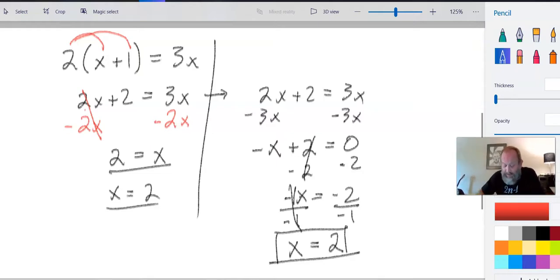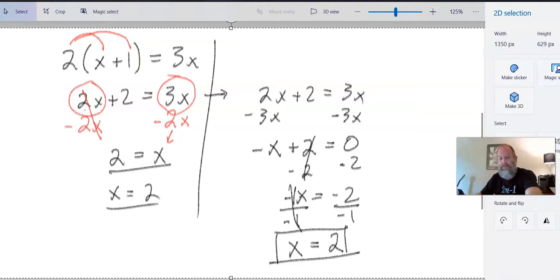You can avoid negatives if you notice that this value is less than this value. So if I subtract it, I end up with the positive x. If you always subtract the smaller one from the bigger one, what you'll end up with is a positive coefficient of x. And then you don't have the extra negatives to think about. And oftentimes it saves you steps too. Okay, excellent. So let's go ahead and clear this one off.